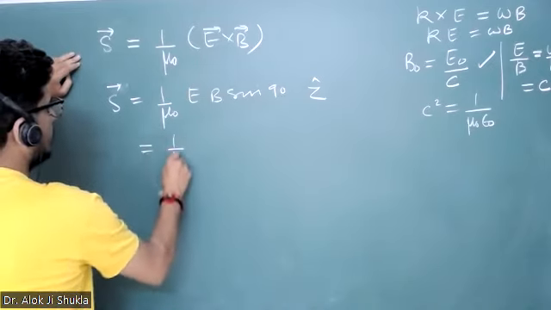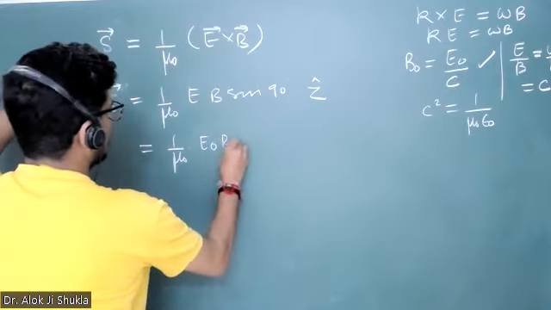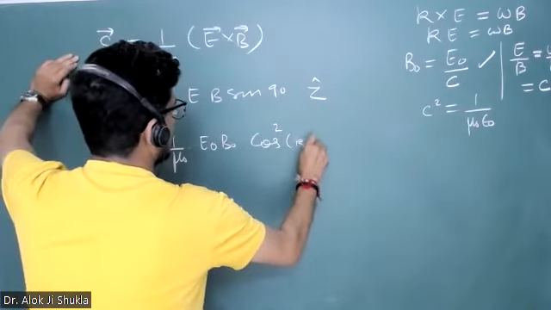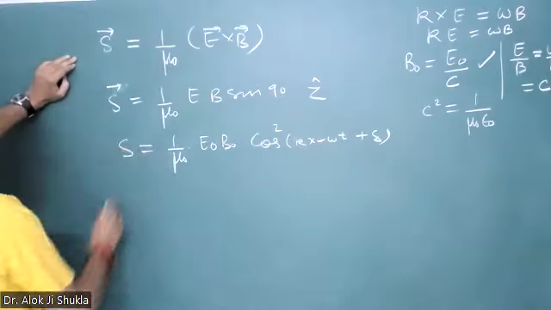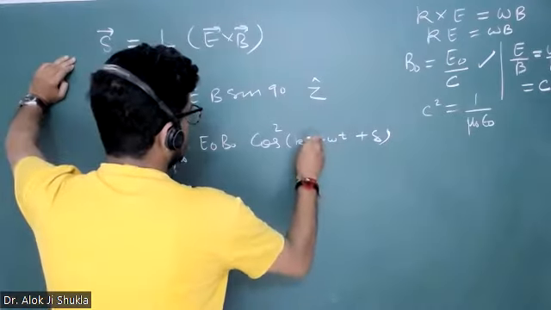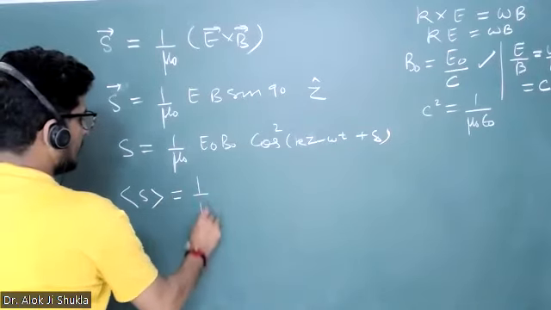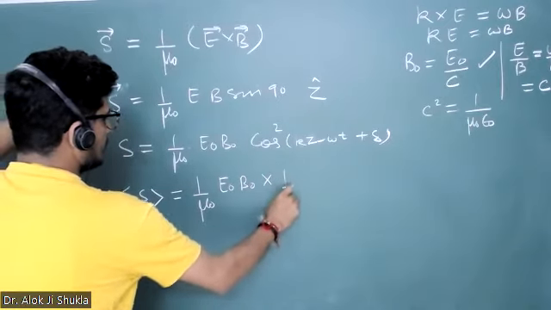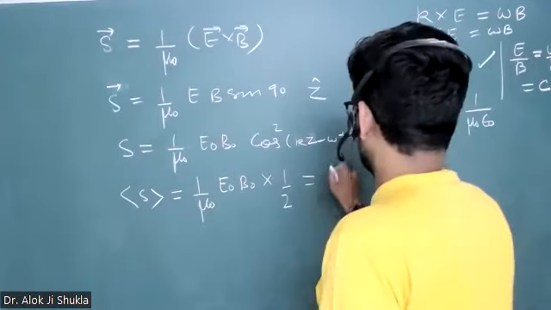So this will become 1 by mu naught E naught B naught cos squared (kz minus omega t plus delta), right? This is the value of S. I have taken propagation in the z direction. So the average of S will be 1 by mu naught E naught B naught into 1 by 2. Correct? So this will be 1 by 2.